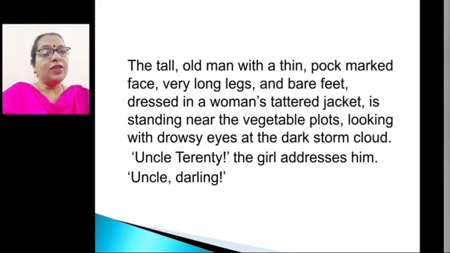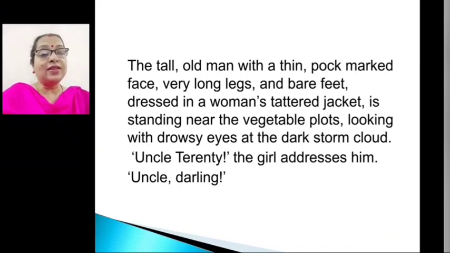How is he? He is very tall, thin and has a pock-marked face. Pock-marked means he has deep scars on his face. Maybe after chicken pox or smallpox, it leaves scars on the face. And then he has very long legs and bare feet. He doesn't have footwear. And he is wearing a woman's tattered jacket, that is torn jacket. It shows that he is also poor. And what is he doing? He is looking at the dark storm clouds.